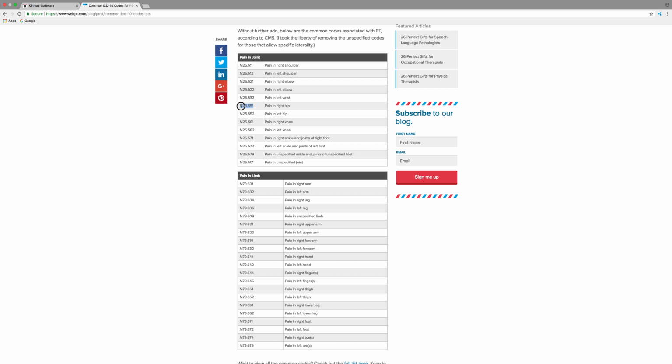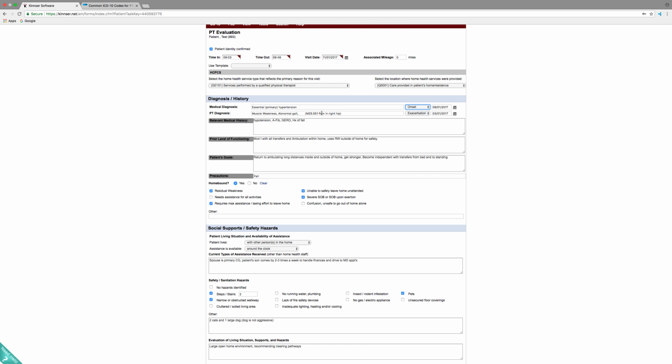You could cut this ICD-10 code, go back into your note, paste it here, just like I did here for pain in the right hip. And then that way it's more specific than just saying muscle weakness or abnormal gait. So if you know why you're seeing the patient, not the medical diagnosis, but if you know what PT diagnosis you're looking for, you can do a simple Google search, find out what it is, put it in. It looks a lot more patient specific when we do that.